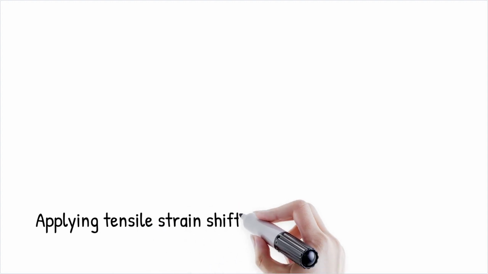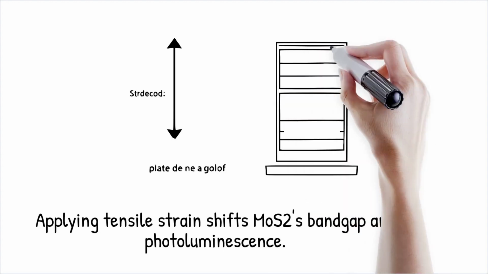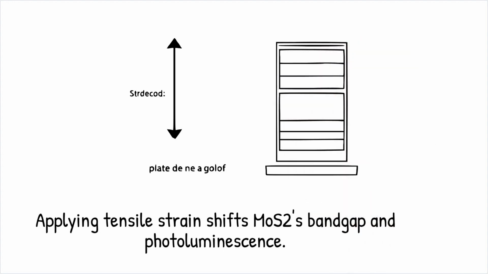Applying a 2% tensile strain to MoS₂ shifts its bandgap from direct to indirect, altering its photoluminescence properties. Analogy: straining MoS₂ is like adjusting the blinds in a window to control how much light passes through, allowing precise tuning of optical properties.